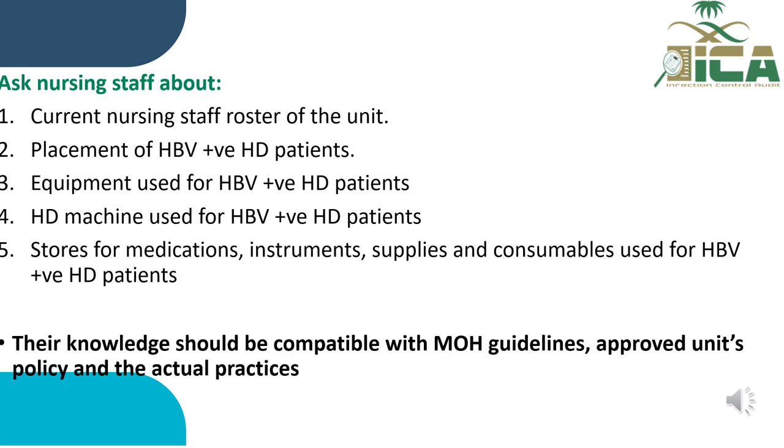Ask nursing staff about: number one, current nursing staff rosters of the unit. Number two, placement of hepatitis B positive hemodialysis patients. Number three, equipment used for hepatitis B positive hemodialysis patients. Number four, hemodialysis machines used for hepatitis B positive hemodialysis patients. Number five, store for medications, instruments, supplies, and consumables used for hepatitis B positive hemodialysis patients. The knowledge should be compatible with MOH guidelines, approved unit policy, and the actual practice.